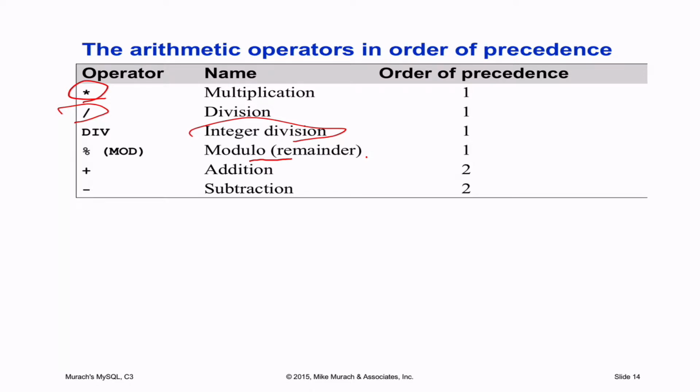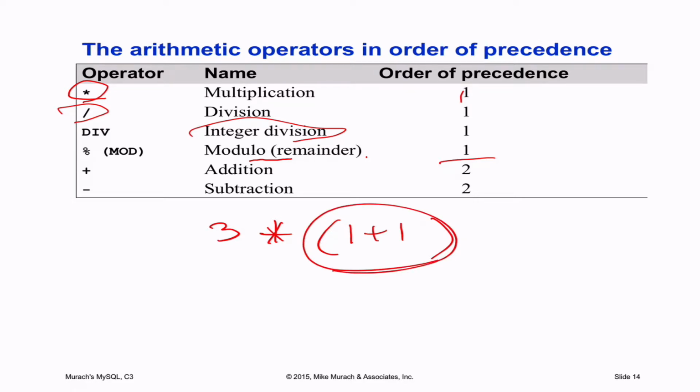And then you can see addition and subtraction. And more importantly, the order of precedence. So these will be executed first, and addition and subtraction would be executed after these operations, unless you use parentheses. And here, if we did 1 plus 1, and let's say we did 3 times that, well, this would be executed before that because we've set it off in parentheses.